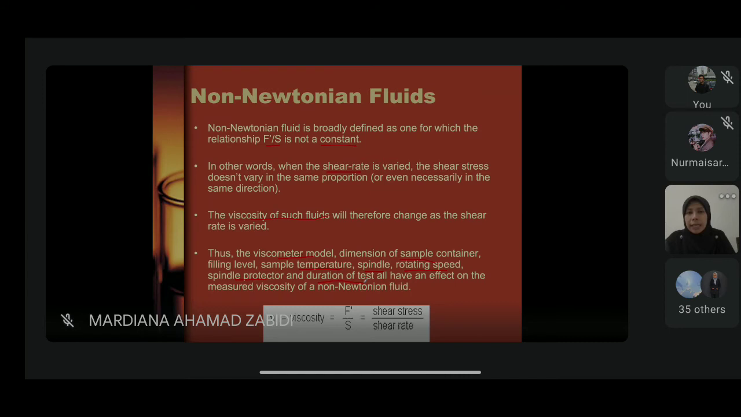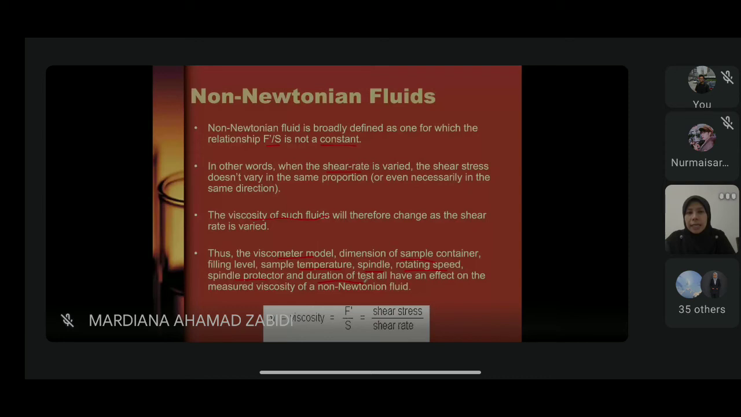But the most important thing is for you to take care in terms of the time as well, because the longer the time you require, it will have an effect towards the viscosity of that particular liquid as well as the temperature of that particular liquid.